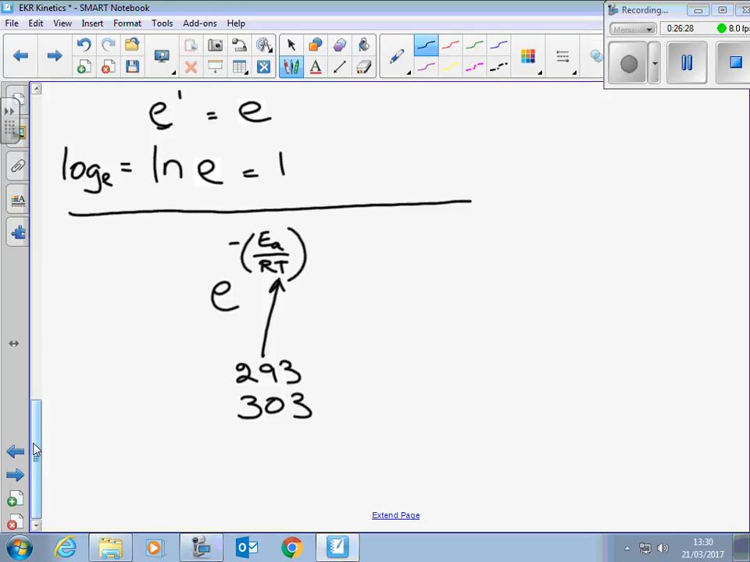So this is the fraction of particles that have energy equal to or in excess of the activation energy. If there's twice as many of those, you could expect twice as many collisions, you could expect the rate to double. It won't quite, never does. But that is something that you can then work out. So fingers crossed it will come out. Usually comes out okay.